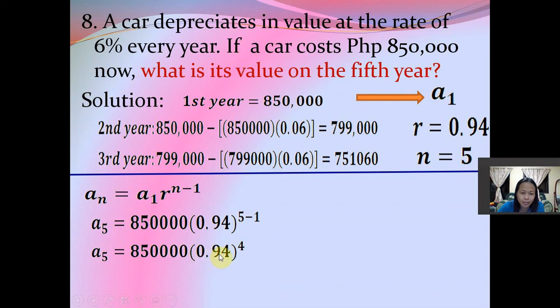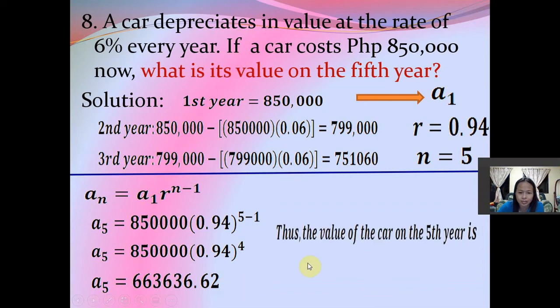Next, 0.94 raised to the power of 4, or multiplying 0.94 four times, times 850,000. So we come up with this value. Again, this part raised to the power of 4, the value of this times 850,000, that is 663,636 pesos and 62 centavos. Therefore, the value of the car on the fifth year is 663,636 pesos and 62 centavos.